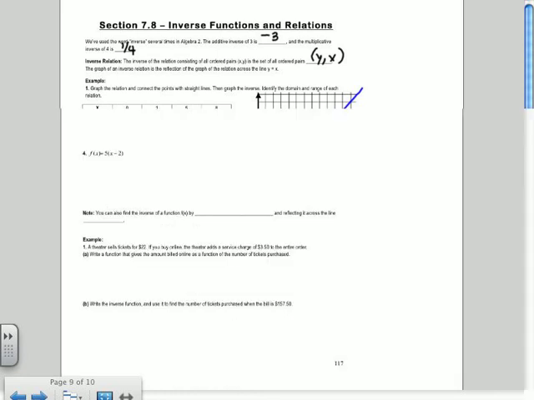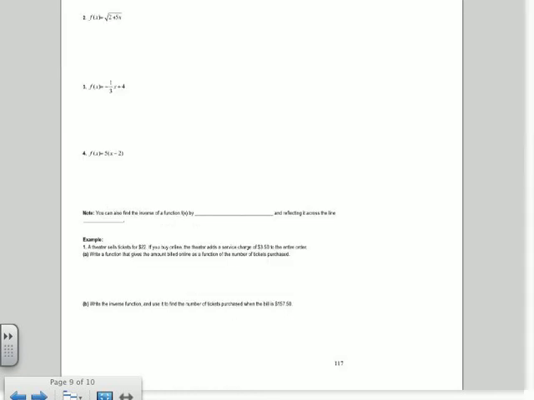So let's try this one. I'm not going to write 1, 2, 3, 4. Step 1, you replace f of x with y. Step 2, you switch your x and y's. So it becomes x equals 2 plus 5y under a square root.